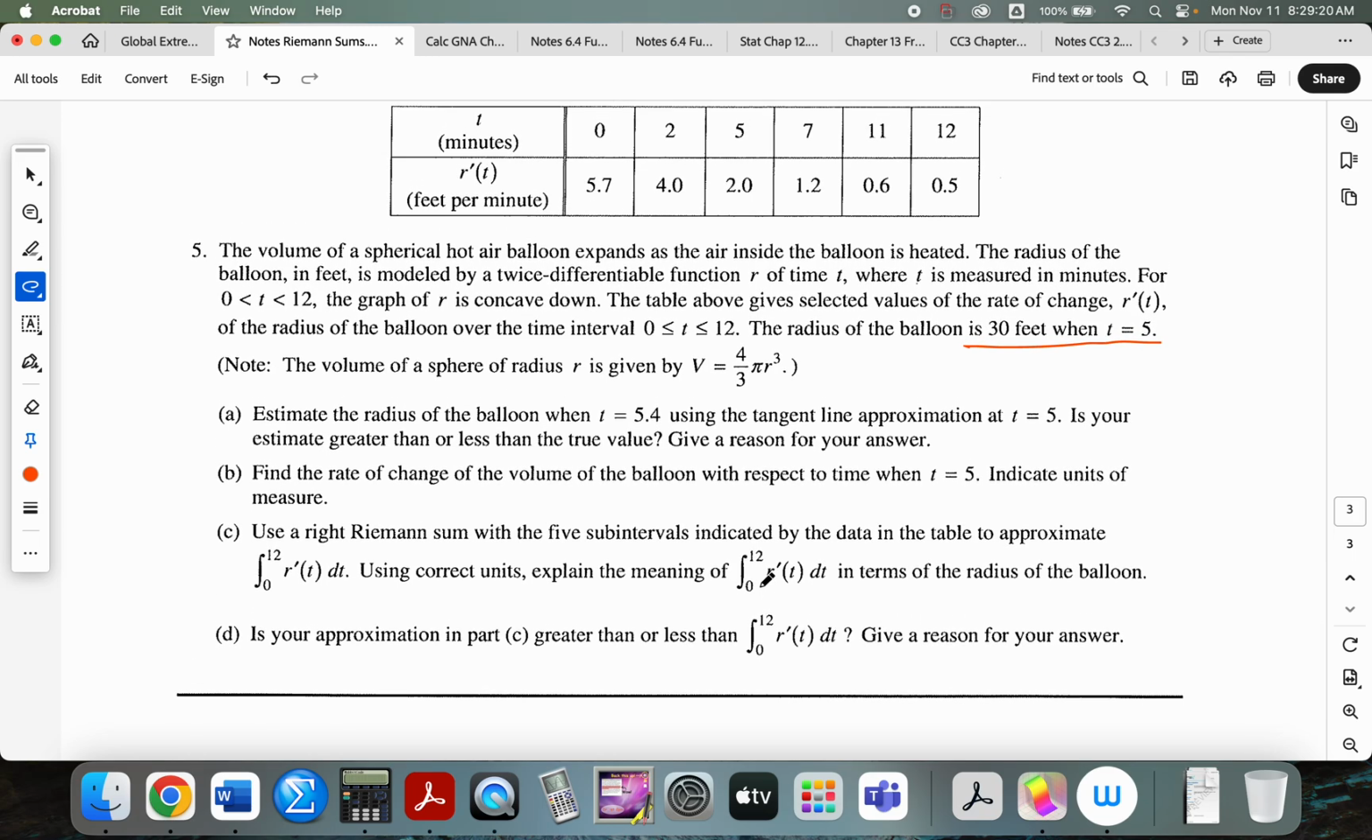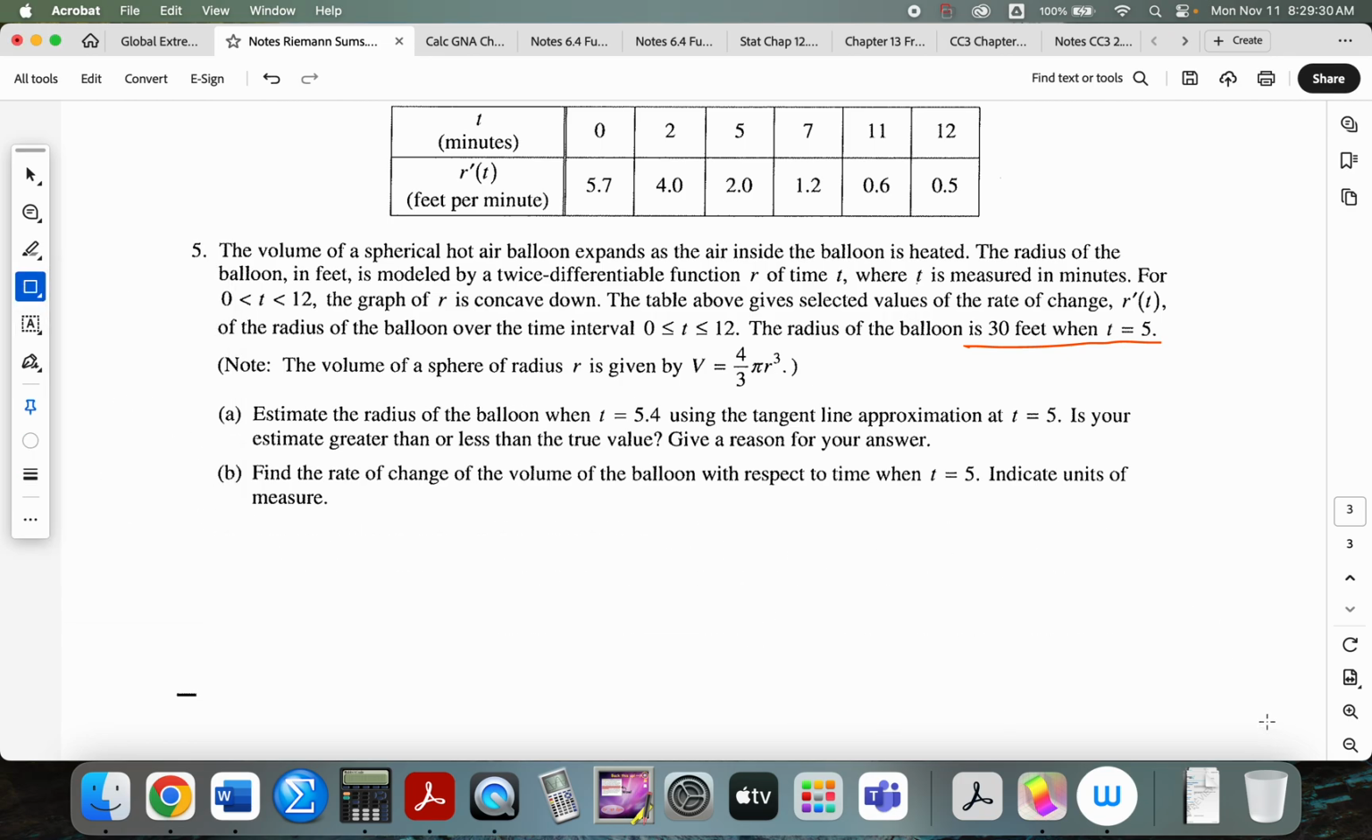Find the rate of change of the volume of the balloon with respect to time when t is equal to 5. Okay. That's old stuff also. We know that the volume, because they very nicely gave us the equation, is 4/3 pi times the radius cubed. So the rate of change of the volume with respect to time, that's dV/dt.